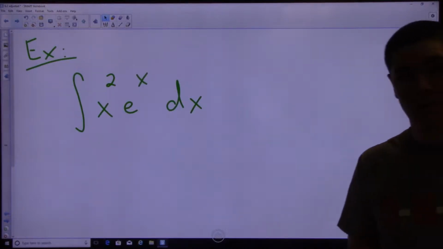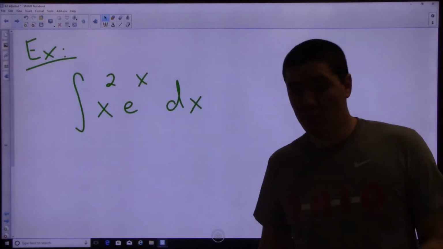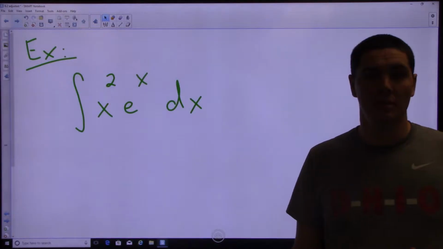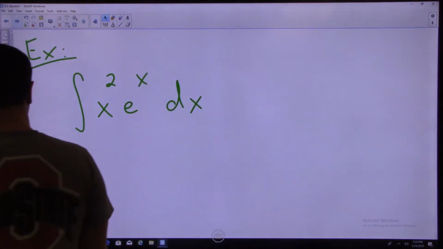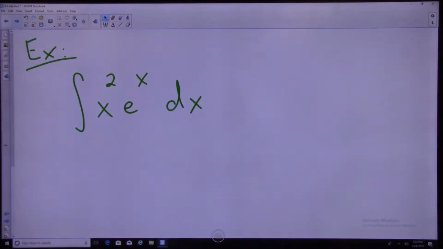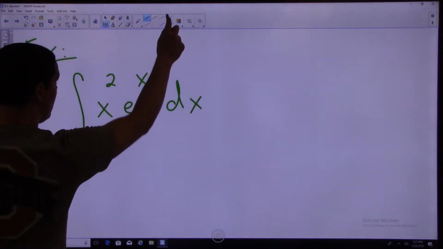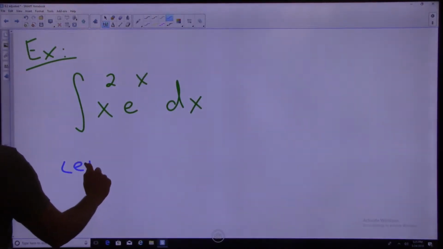If you remember the mnemonic device, the way to remember this is LIPET, L-I-P-E-T. L stands for logarithms. Do we have any of those? Nope. I stands for inverse trig. Do we have any of those? Nope. P stands for polynomial functions. Do we have a polynomial? The answer is yes, x squared. So we're going to let x squared equal u.